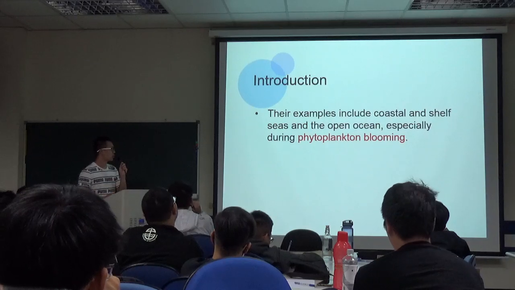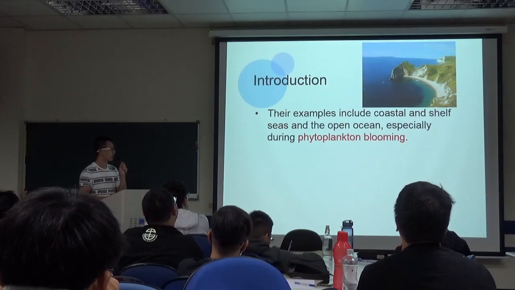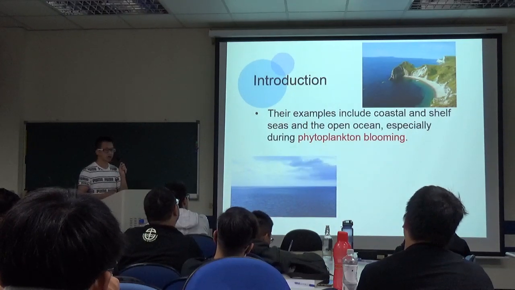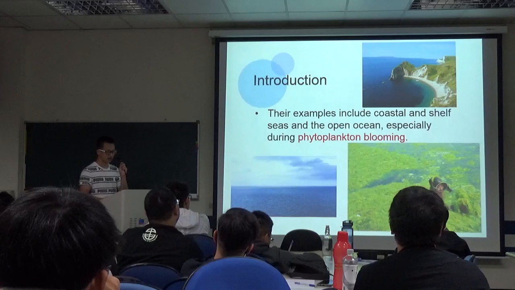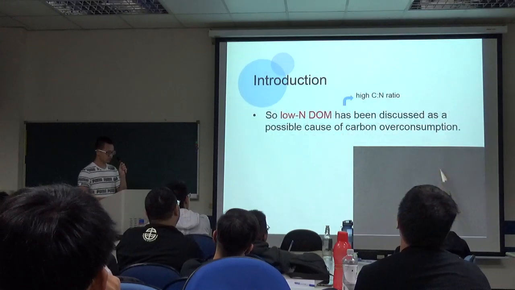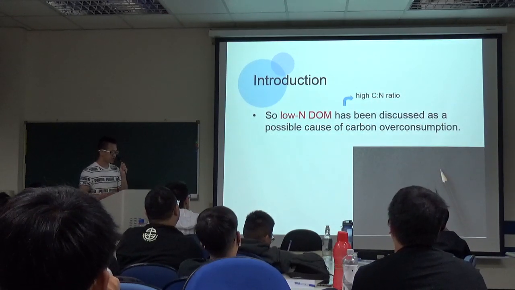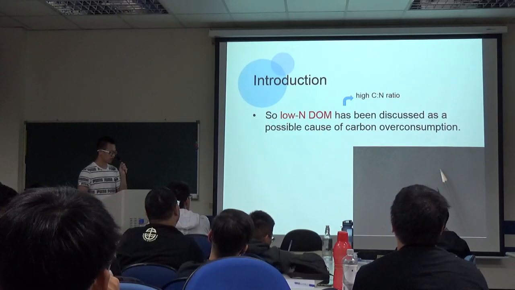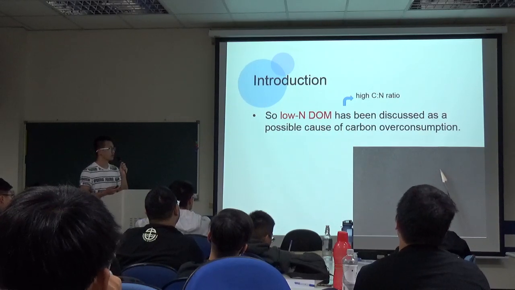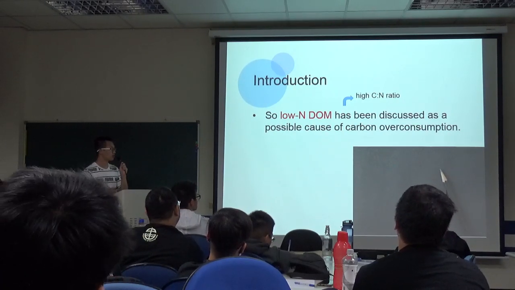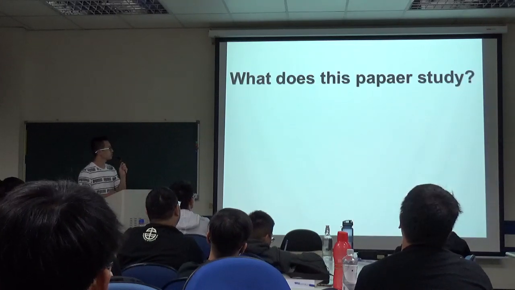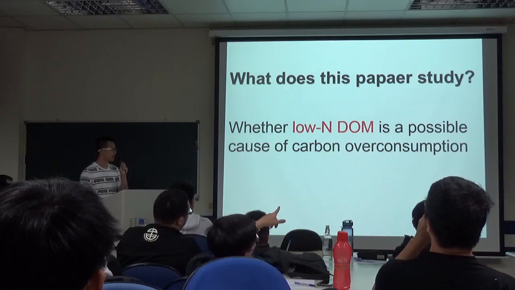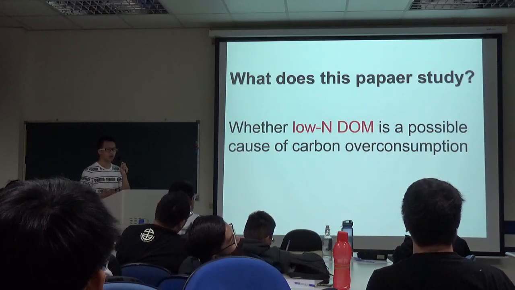Their examples include coastal and shelf seas and the open ocean, especially during phytoplankton blooming. It's very surprising, like this picture. So, low nitrate DOM has been discussed as a possible cause of carbon overconsumption. Here, low nitrate DOM means a high carbon to nitrate ratio. So what does this paper study? Whether low nitrate DOM is a possible cause of carbon overconsumption.